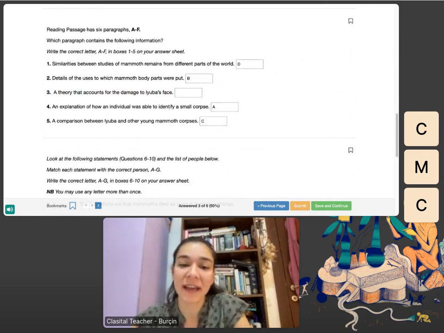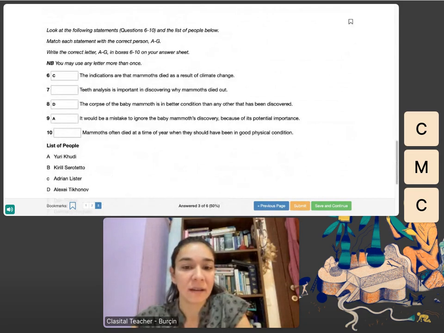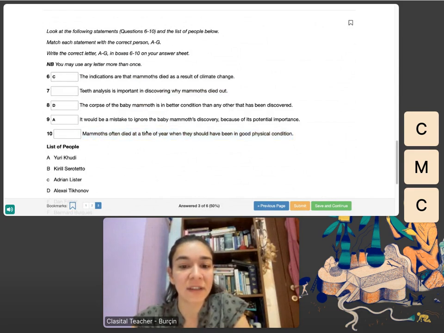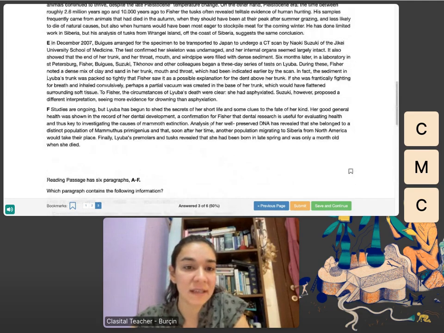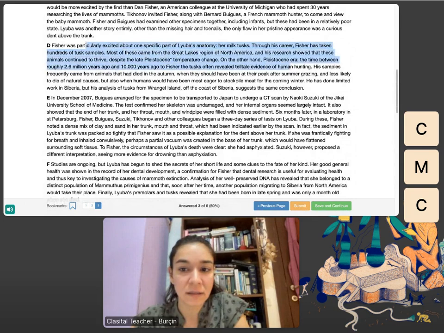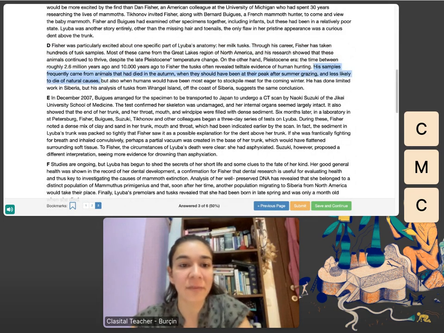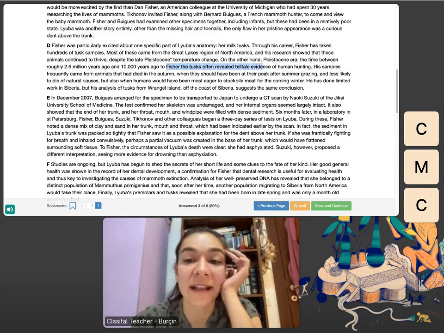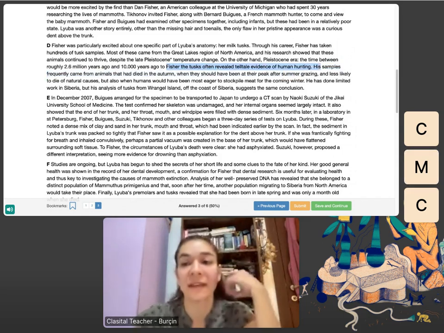I don't know about this one yet, but I will see. I have read this one. Mammoths often died at a time of the year when they should have been in good physical condition. Where was it? Yes, his samples frequently came from the animals. Who is saying that? Fisher is saying that. Fisher said the tusks often revealed the telltale evidence of human hunting.